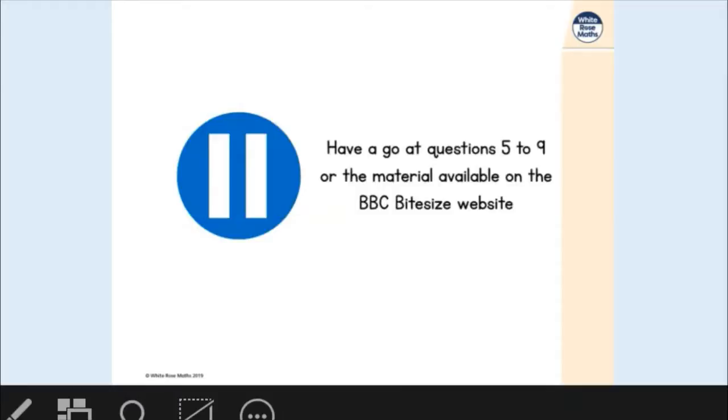We've had a bit more practice there of exploring the 3 times table, which means you're ready to have a go at questions 5 to 9 on the worksheet if you've got it. See if there are any questions back on the BBC Bitesize website, if you like, that you struggled with earlier, which you might be able to tackle now. And there's a little bit more left of the video after this pause.